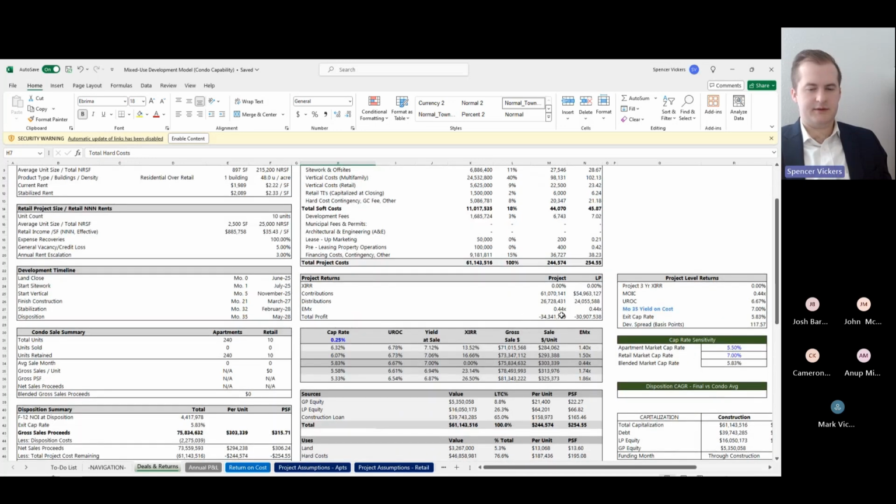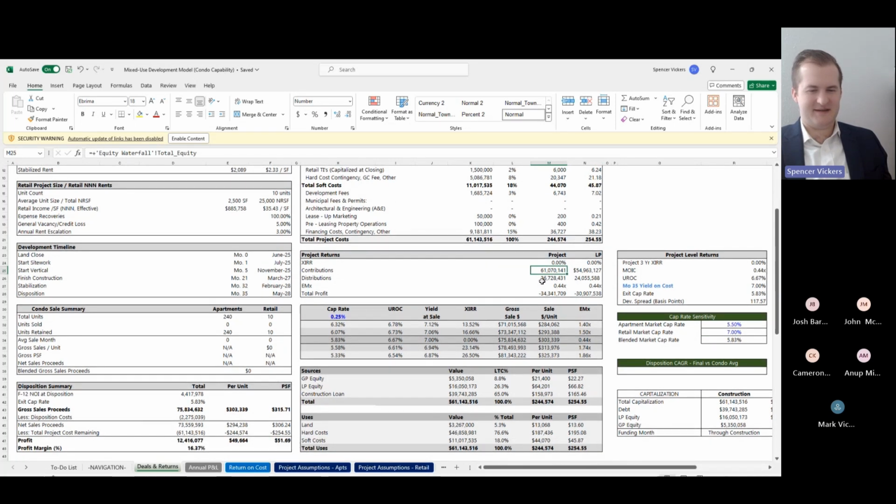Project returns, as I was mentioning earlier, some things happening where the IRR at the project level and at the LP level aren't flowing through. And I think it's something to do with the contributions and distributions, maybe flipped or something. I'll take a look at that in a minute. But that's summary information there.